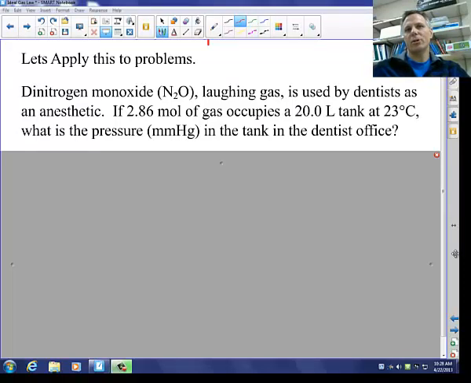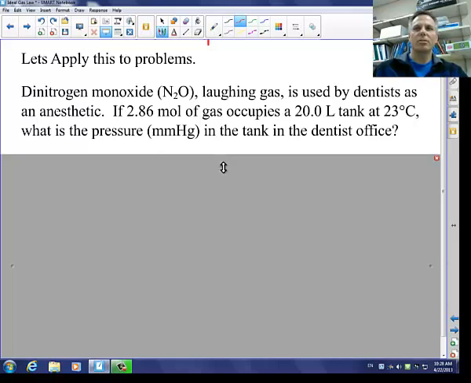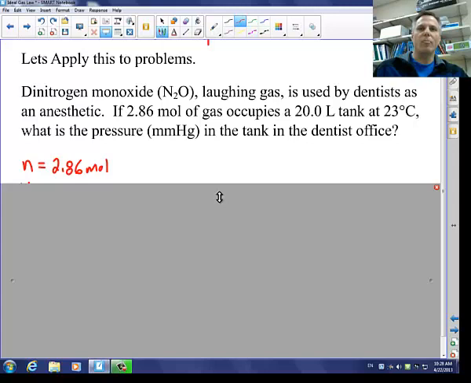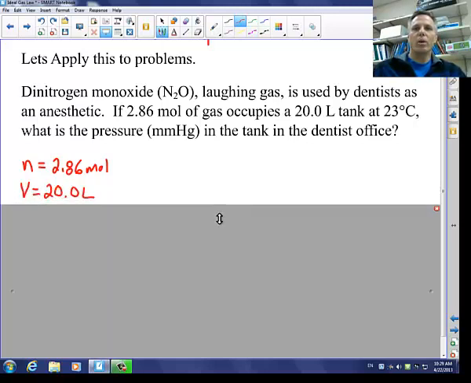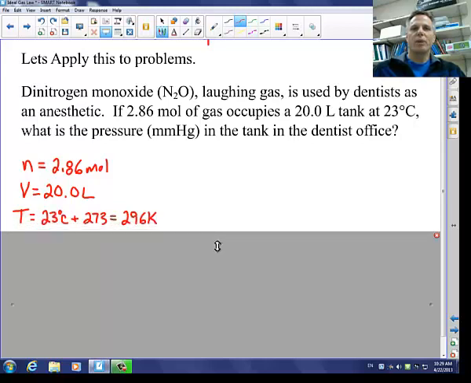Okay, so let's take a look at this problem. In this problem, we're going to try to identify the variables, and as we can see, the first thing they tell us is that we have dinitrogen monoxide, and the amount of moles is 2.86. So on the left-hand side, I wrote down n equals 2.86. n stands for the number of moles. We also know the volume is 20 liters. The temperature is given to us in 23 degrees Celsius, but we have to add 273 to get it into Kelvin, so it's 296 Kelvin.